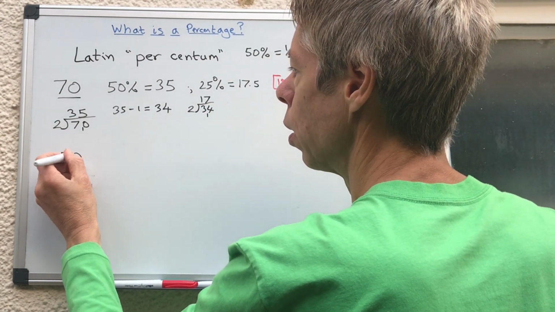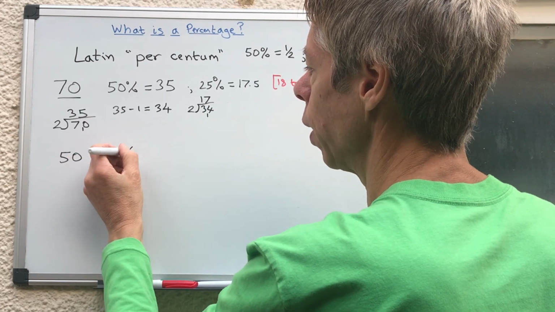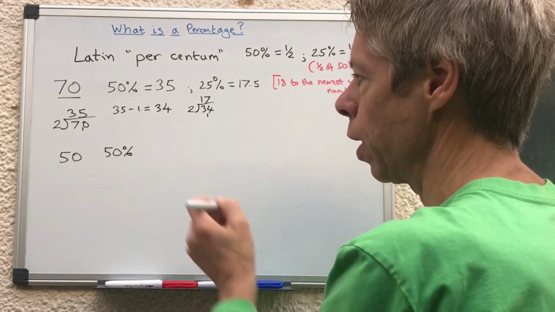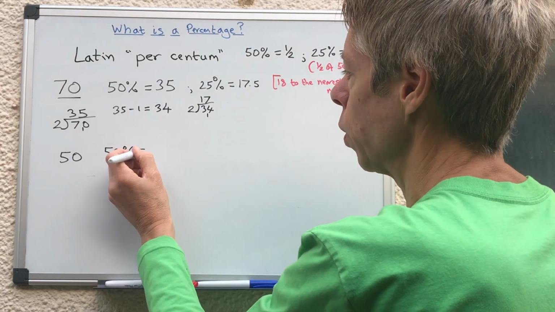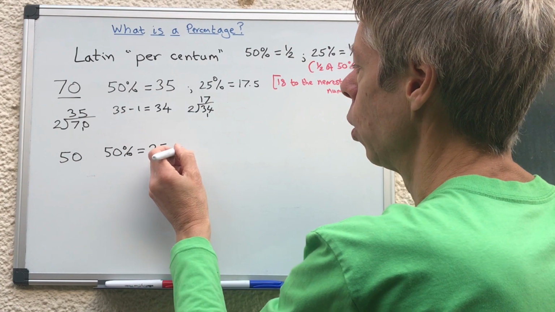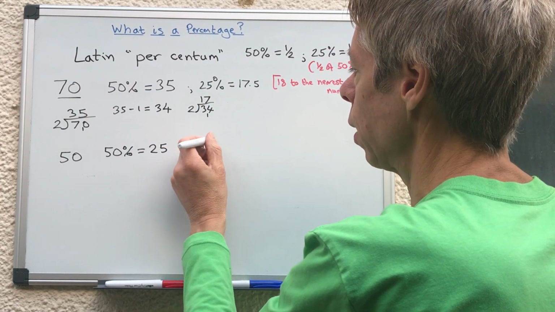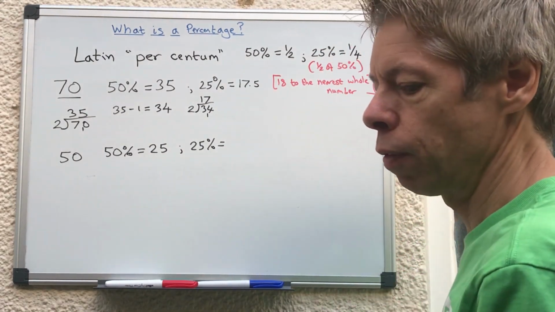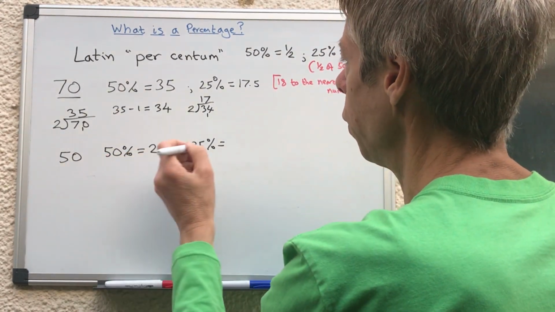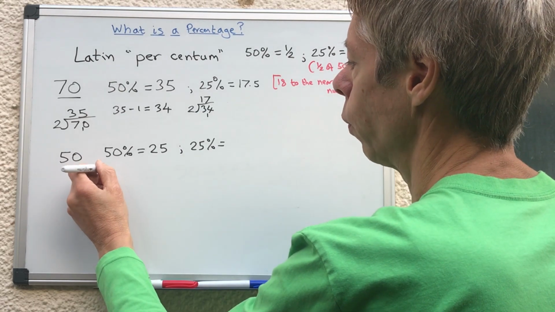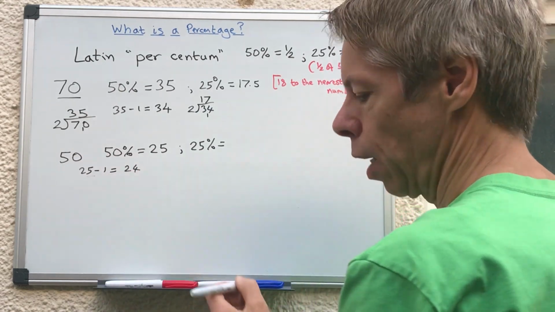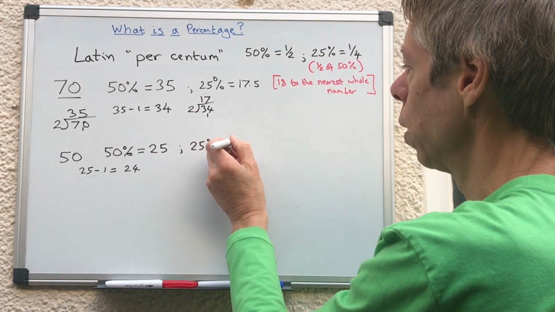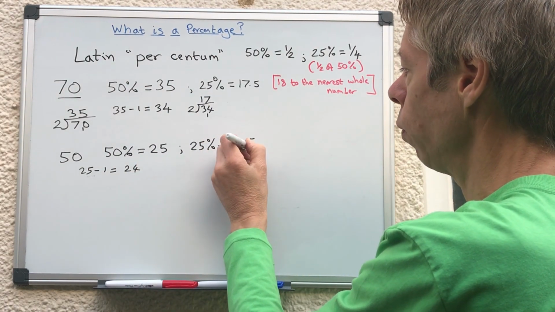50% of 50. Most people probably know half of 50 is 25, so I'm just going to write that straight away. Right, 25%. We've got to halve it again. So half of 25, if you do 25 take away 1 is 24. And you've got good knowledge of factors, you probably already know that half of 24 is 12. So 12.5.